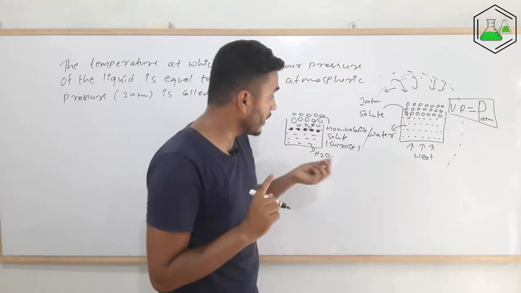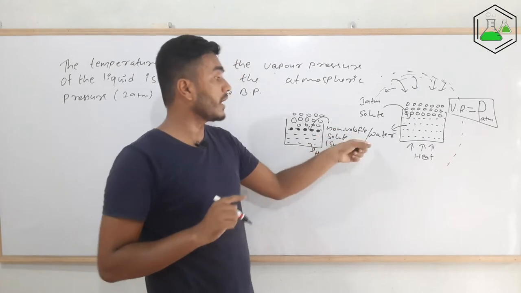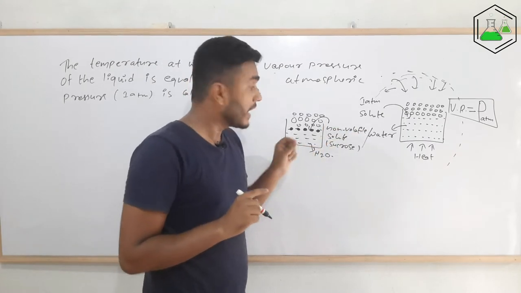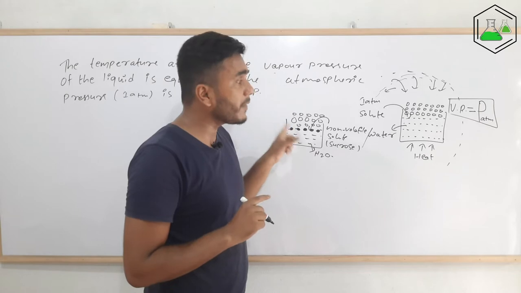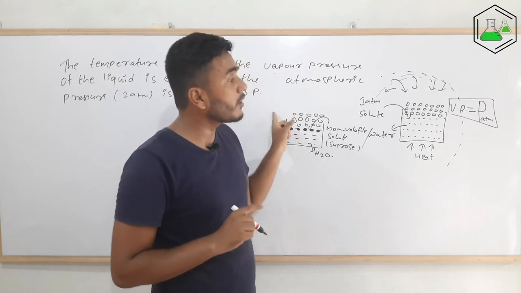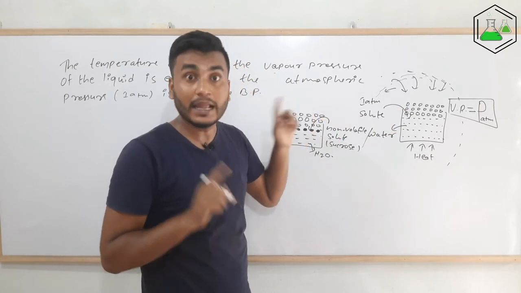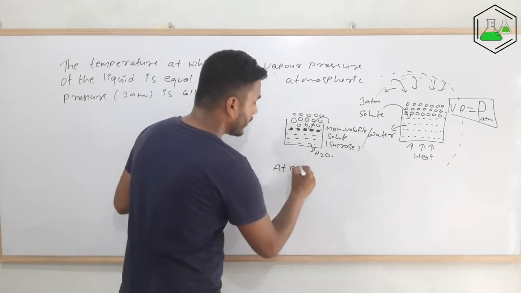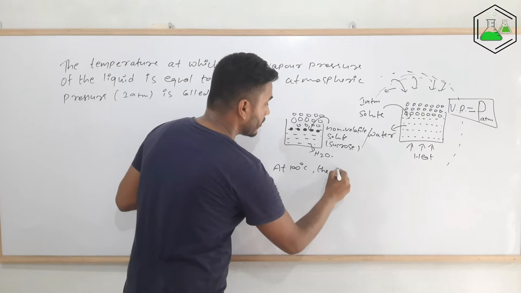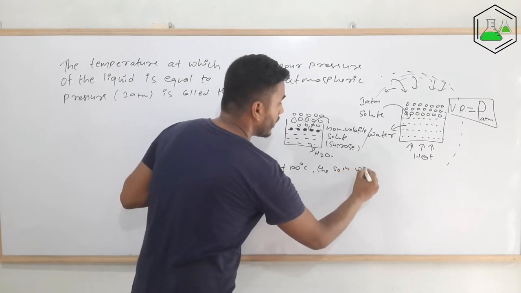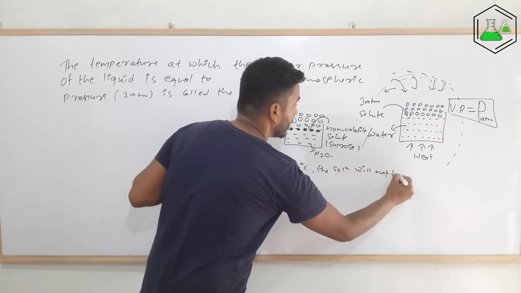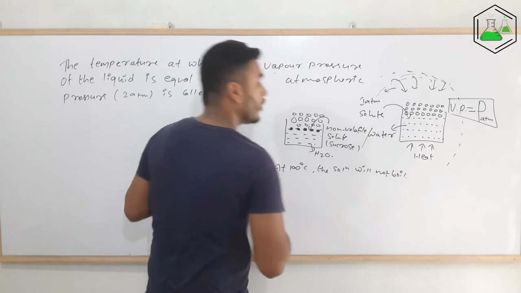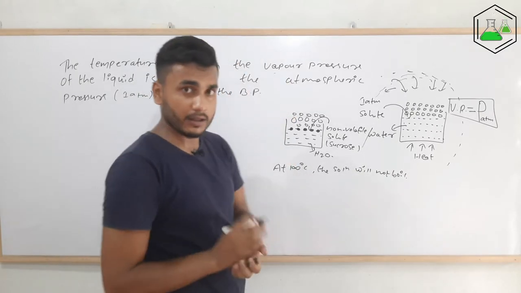Listen to me one more time, okay? When non-volatile solute is added in water, at 100 degrees Celsius, the vapor pressure of the solution will not be equal to the atmospheric pressure. That means it will not boil. At 100 degrees Celsius, the solution will not boil. So the solution will not boil at all at 100 degrees Celsius.